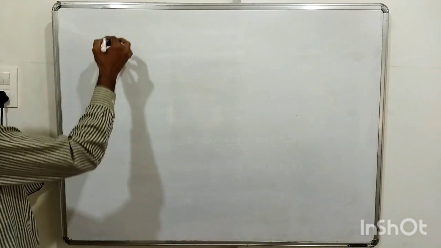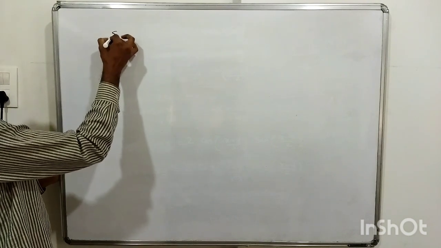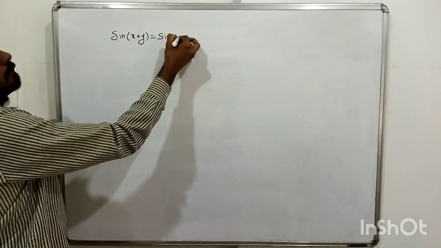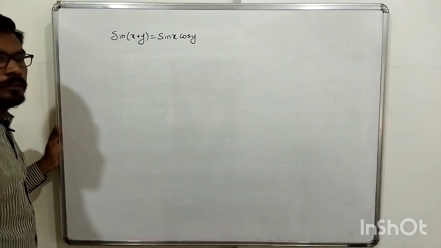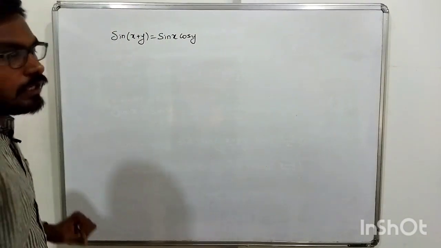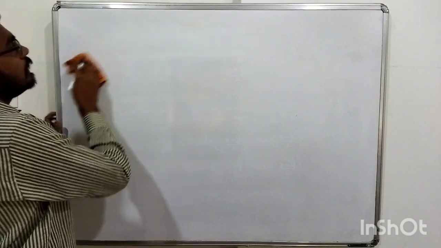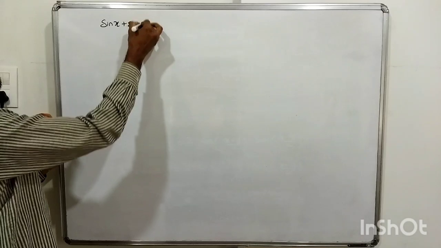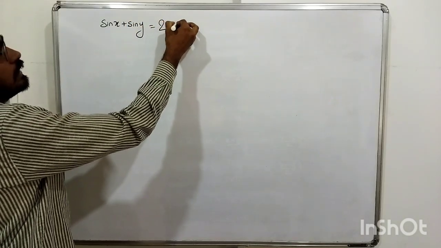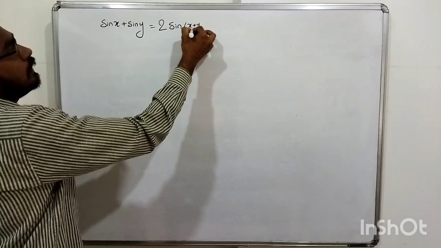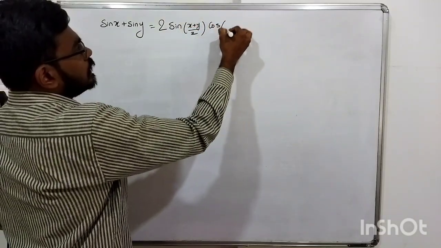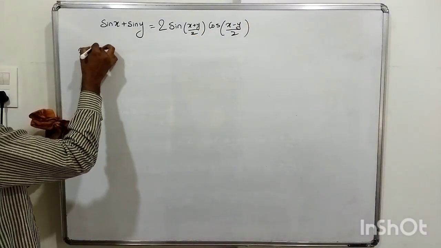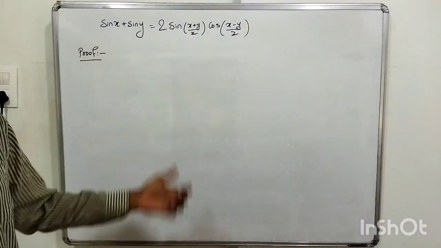Okay, first, as we all know, sin of x plus y is sin x cos y. So the first formula we will derive from those. If you understood the first formula, we will remember the remaining four formulas. See, we know sin of x plus sin of y, from that formula, is 2 sin x plus y upon 2 cos x minus y upon 2. So we will derive this now. Similarly, you can prove the remaining.